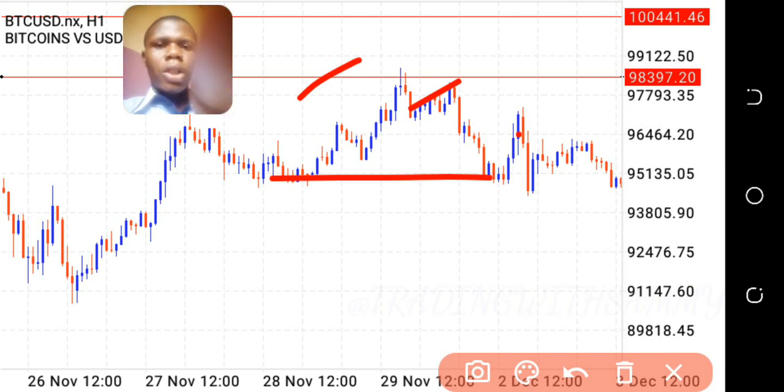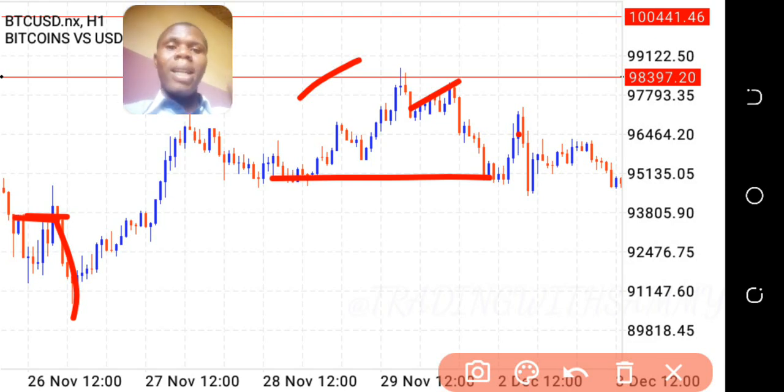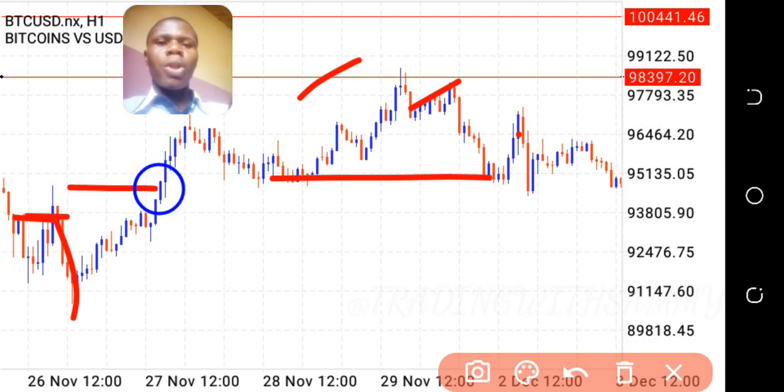This was a change of character. Price came back down. Now for me, this is a break of structure. So I can't see any good area for me to actually start entering the market to buy from here.